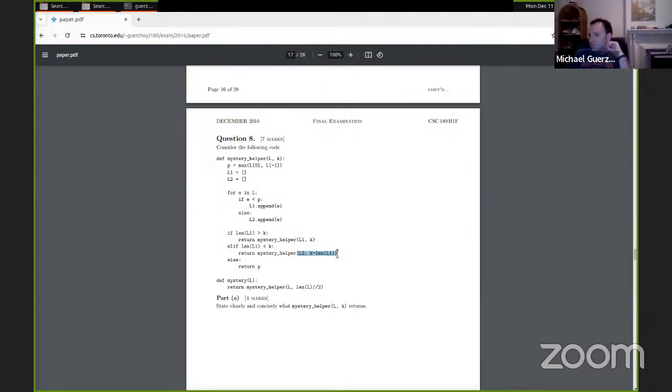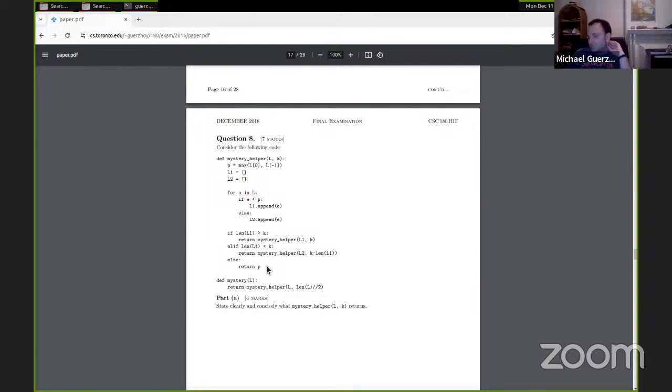So basically what you say is, okay, the base case over here would be return P. So we terminate when the length of L1 is exactly equal to K, right?